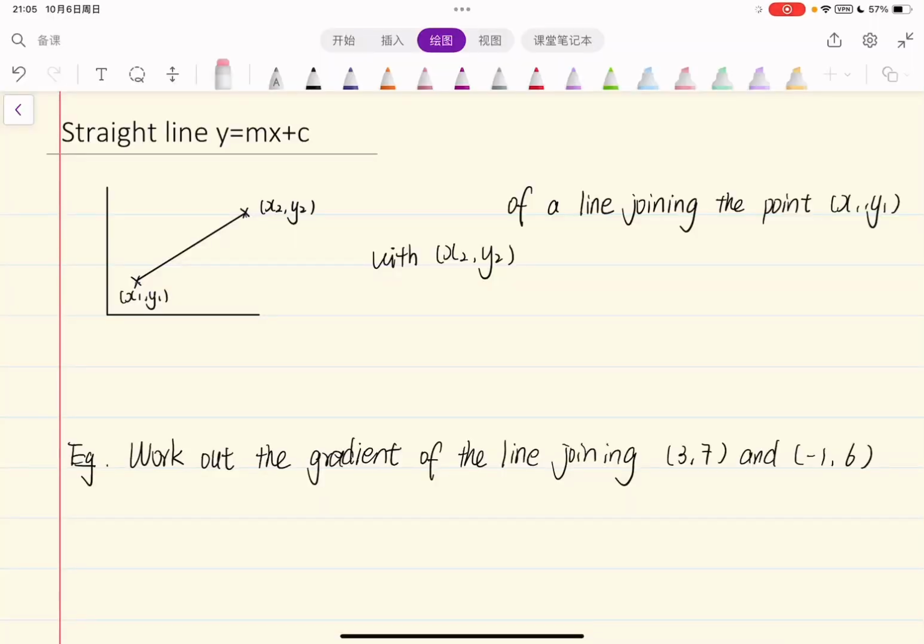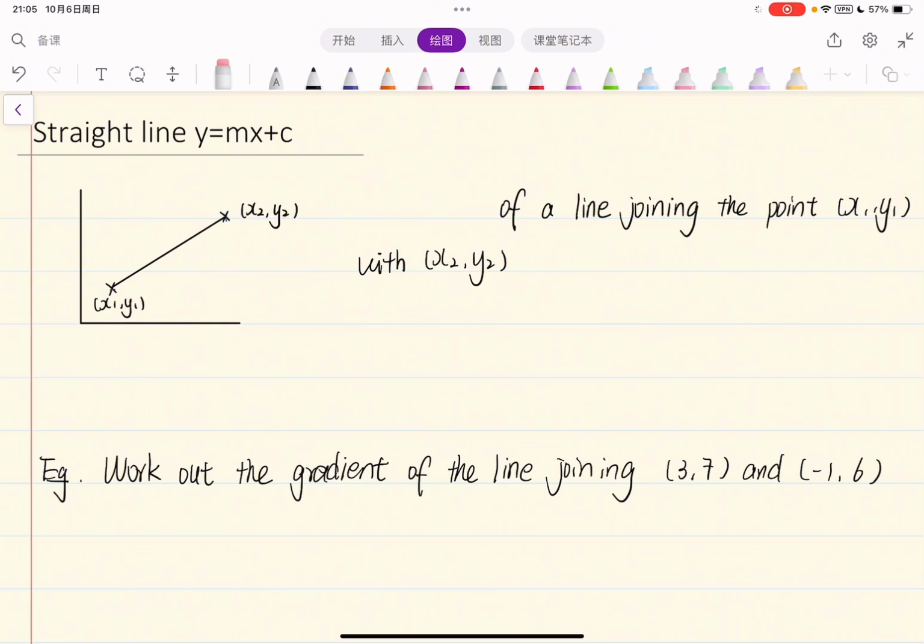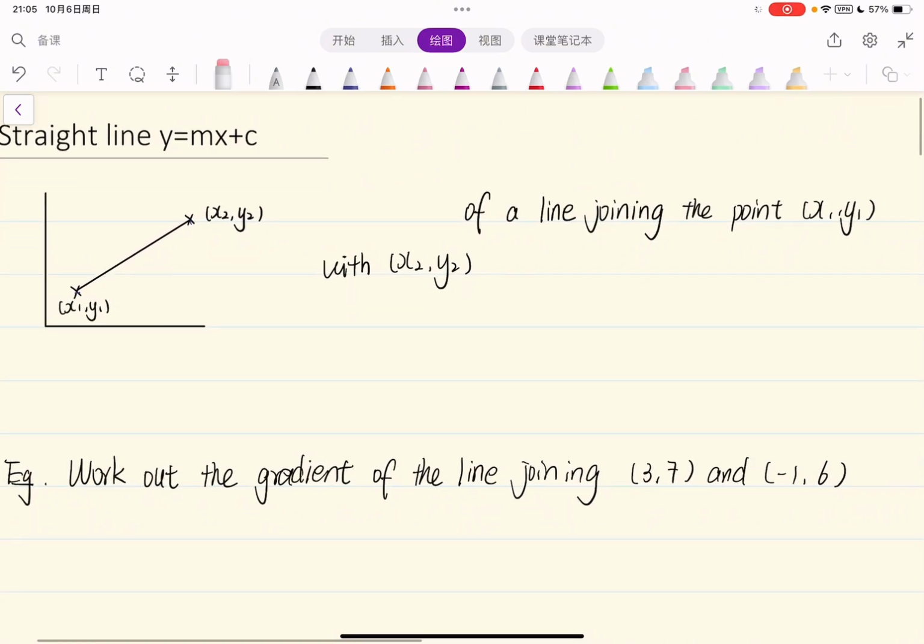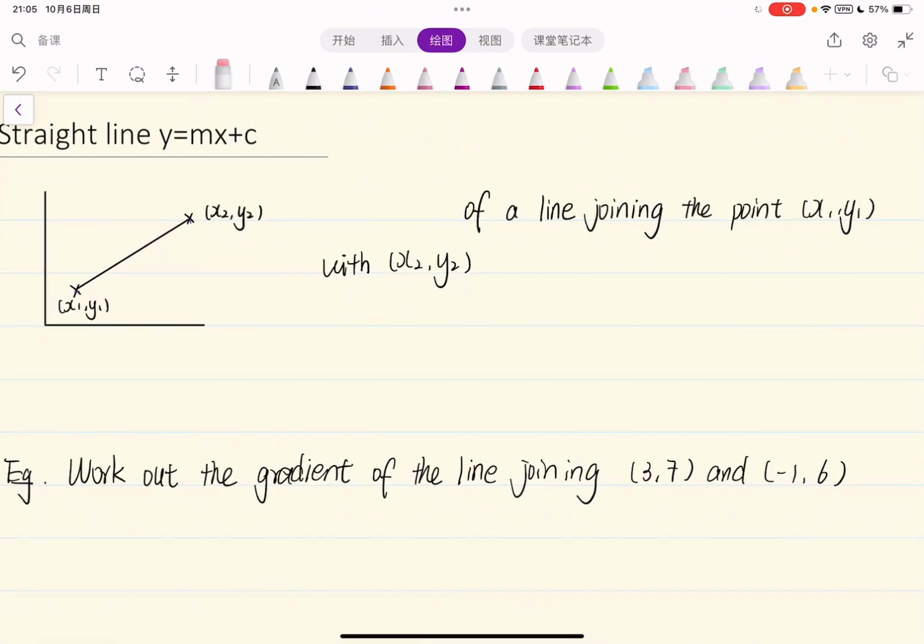Hello everyone, in this video we are going to talk about the straight line y equals mx plus c. In this equation we call m the gradient of this line. If you know two points on this line, we can calculate the gradient.